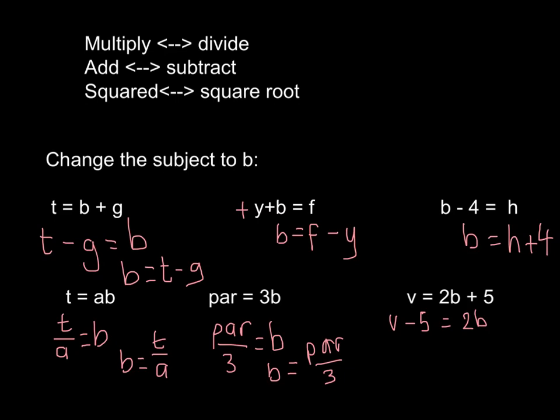And then to get B on its own, we want to have the 2 away. So just like in the last example, it'll have to divide on the other side because it's a times on this side. So V minus 5, the whole thing has to get divided by 2, and that tells us what B is equal to. And again, if you had room, you could rearrange it and write B equals V minus 5 over 2.